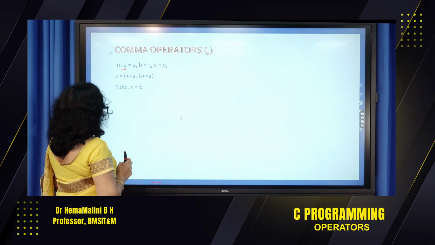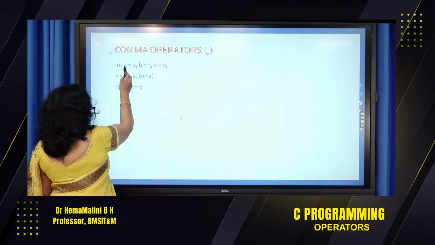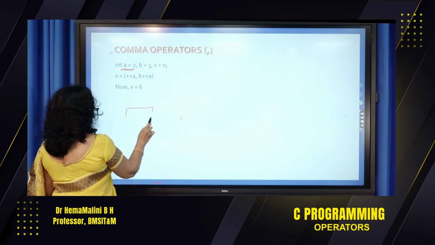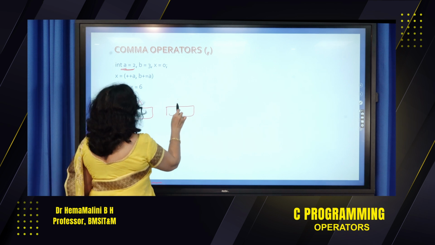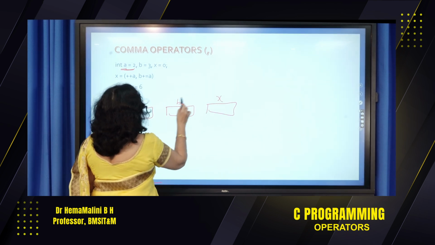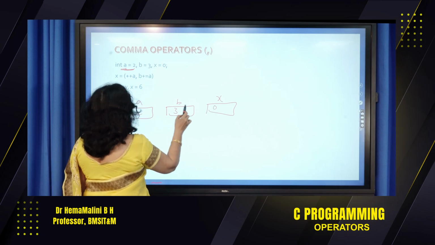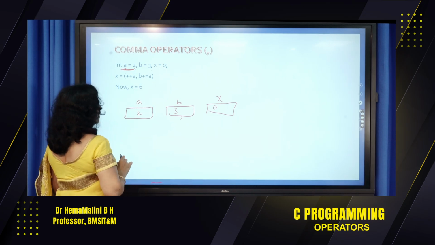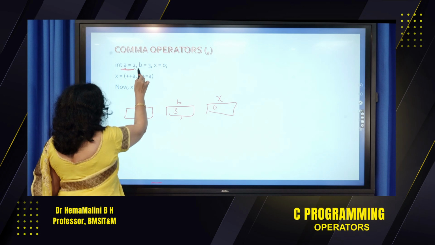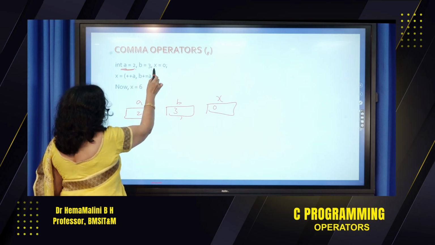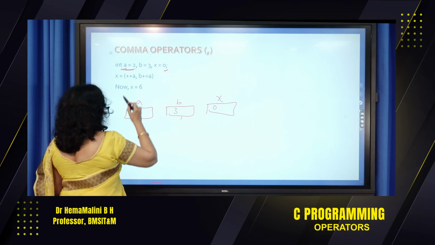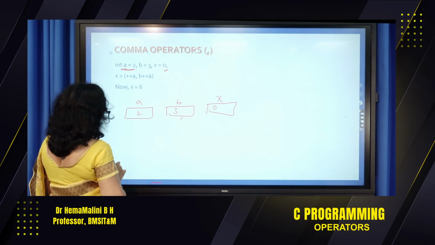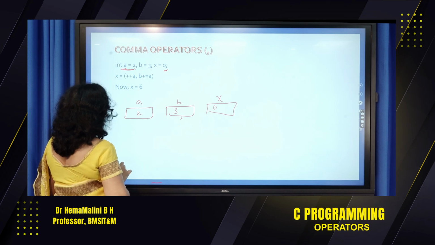So now let's see the comma operator. Integer a equals 2. So it means a is a variable of type integer and it has been initialized with 2. So this is a, this is b, and we have x. a is 2, b is 3, x is 0. So we have a comma operator which is going to separate the different variables. a equal to 2, comma, b equal to 3, comma, x equal to 0, semicolon. So, when we have to separate multiple variables, we use the comma operator.